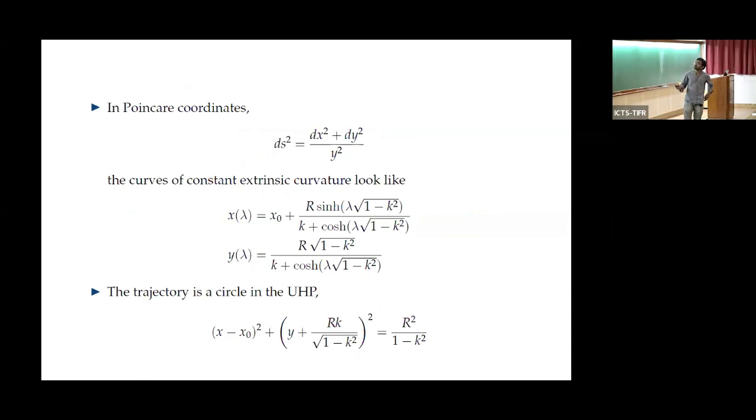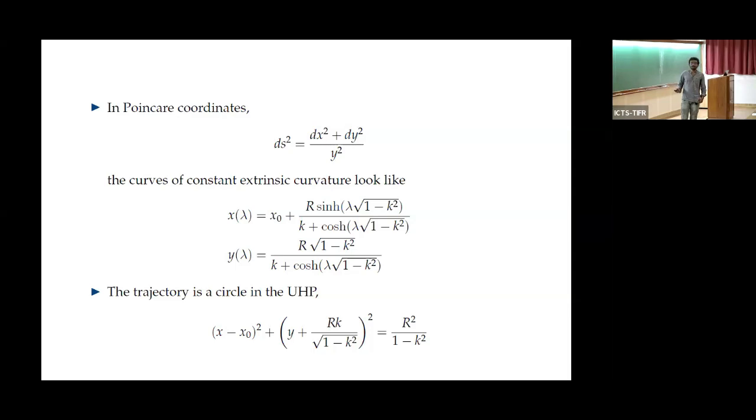Let me make a choice of coordinate system to work in, which is the Poincare coordinate system, and the curves of constant extrinsic curvature in this coordinate system look something like this. There are 3 parameters here: x0, r, and lambda. K is the extrinsic curvature, which is the label for this curve. First, let me mention that lambda is like the affine parameter along the curve, and the other constants x0 and r depend on the endpoints of the curve. If the curve extends between 2 points x1, y1 and x2, y2, that will completely fix x0 and r. And you can immediately see from these 2 equations, from x of lambda and y of lambda, that they follow the equation of a circle in the upper half plane.